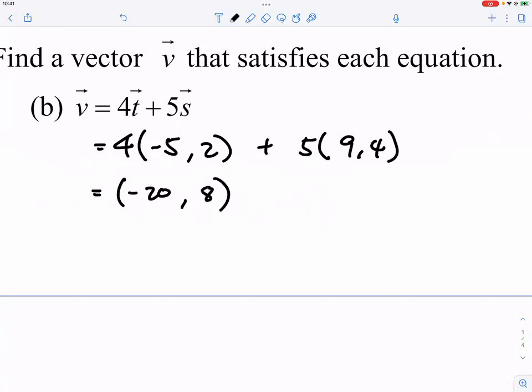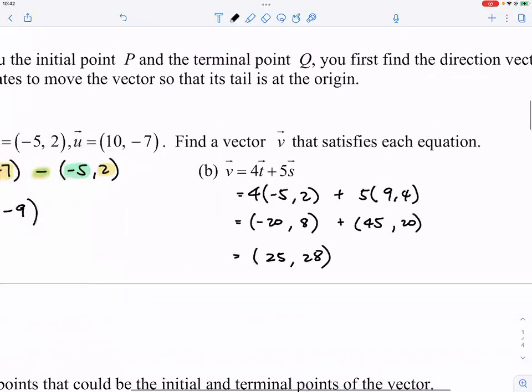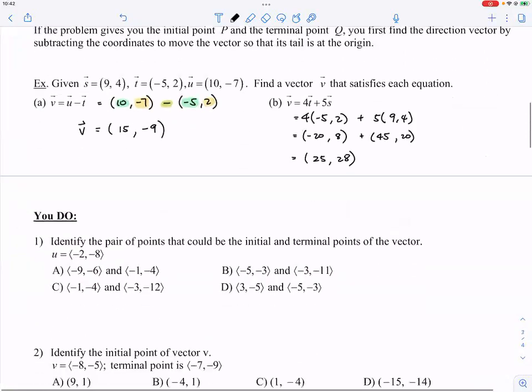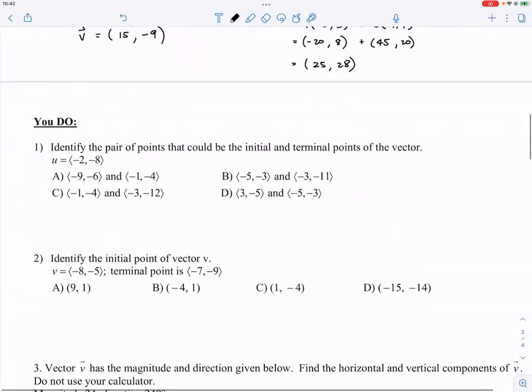From -5, comma, 2 to -20, comma, 8. And then we have 9 times 5, which is 45. Sorry, 4 times 5, it's 20. And then you add them together, so you would have 25, comma, 28. Really straightforward. Don't overthink it. It's very literal. You multiply the x values.